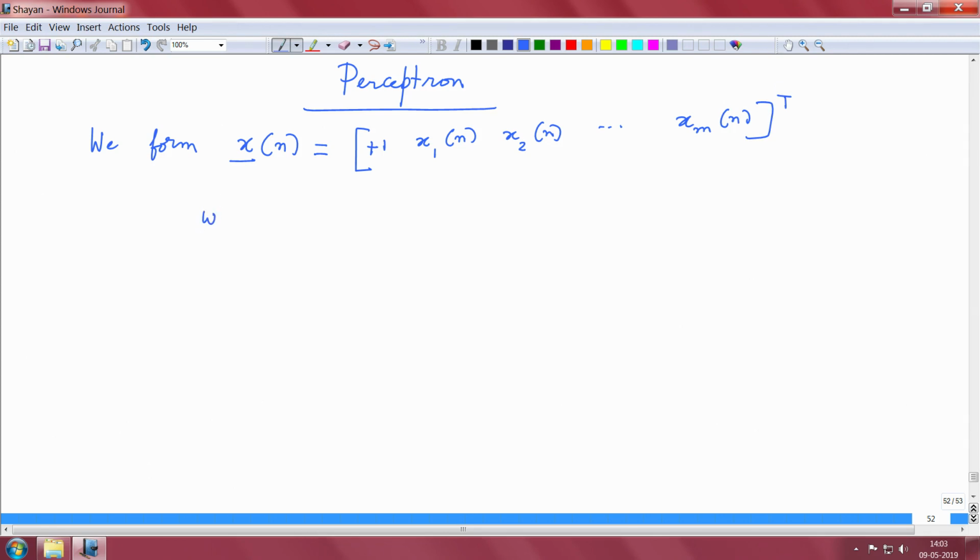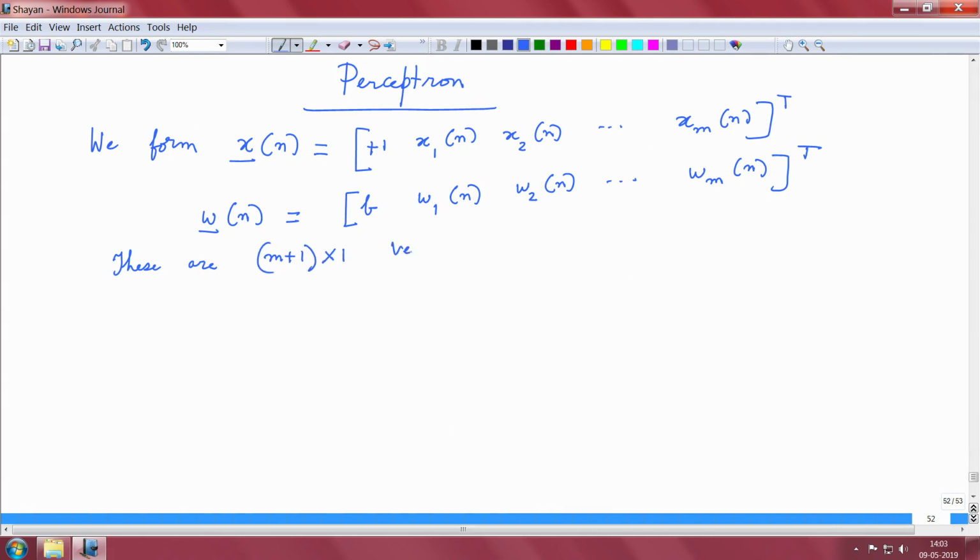Similarly, we form the weight vector w of n, which is b for the bias, that is in the first coordinate. Then you have w 1 n, w 2 n, so on, w m n, transposed. So, these are m plus 1 by 1 vectors.